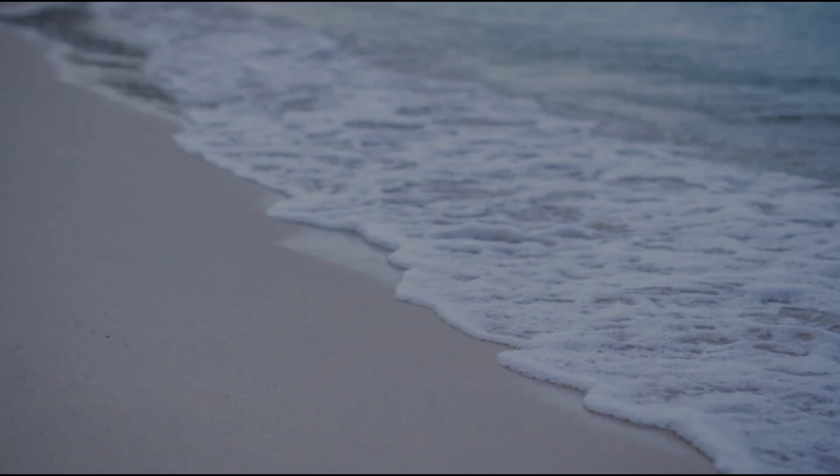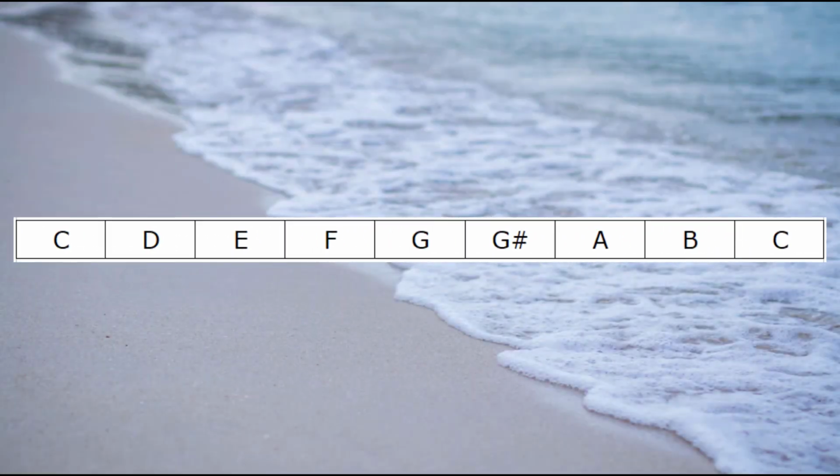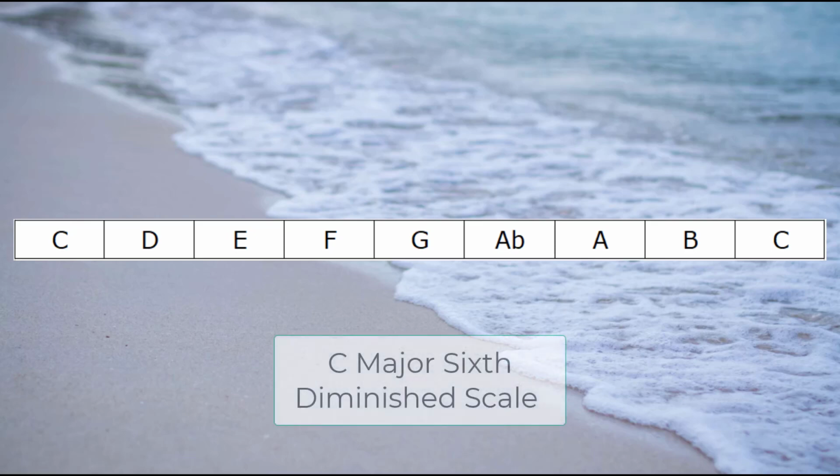Step one is we're going to take the major bebop scale and just think about it slightly differently. So instead of having the notes C, D, E, F, G, G sharp, A and B, we're just going to change the G sharp to an A flat. Of course, it's the same note. And we're going to name this scale the major sixth diminished scale. And now this is where the magic begins.